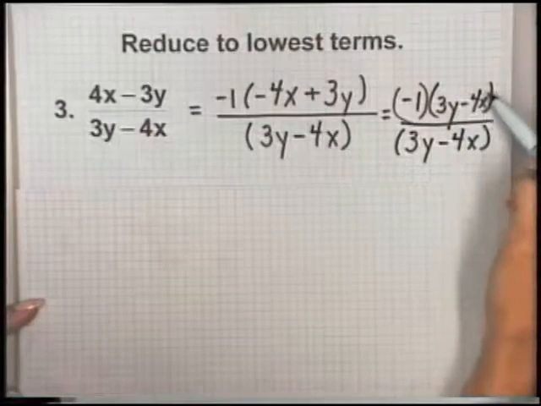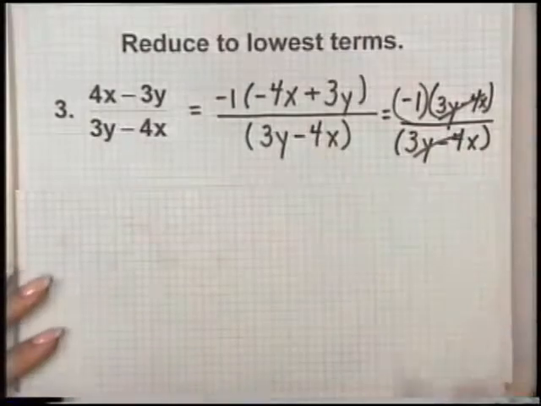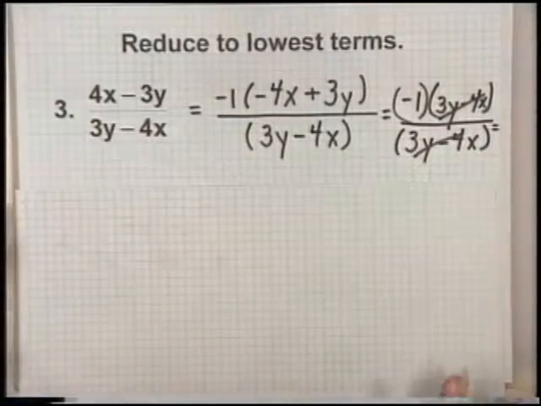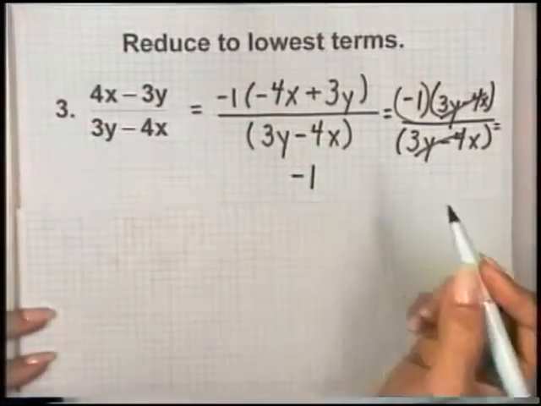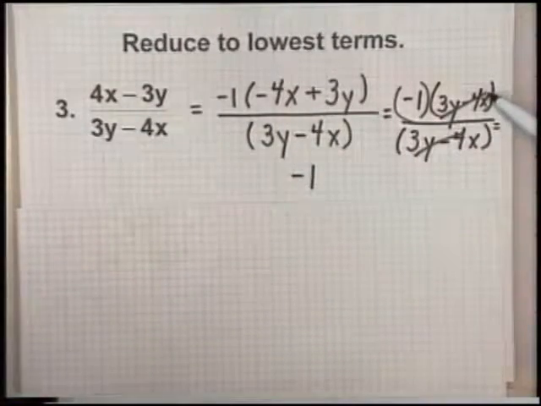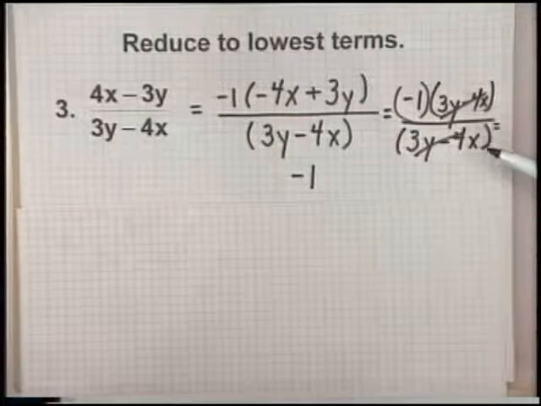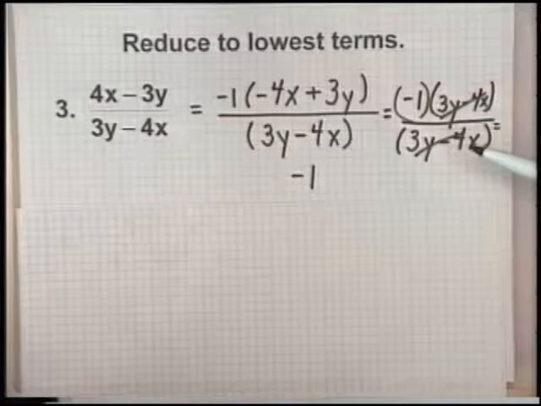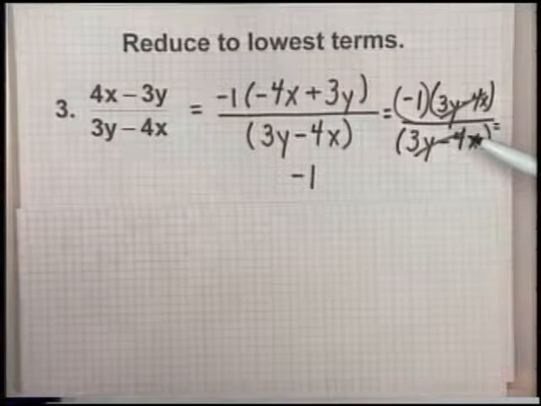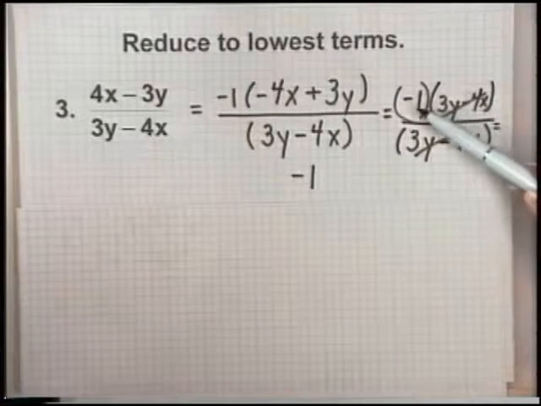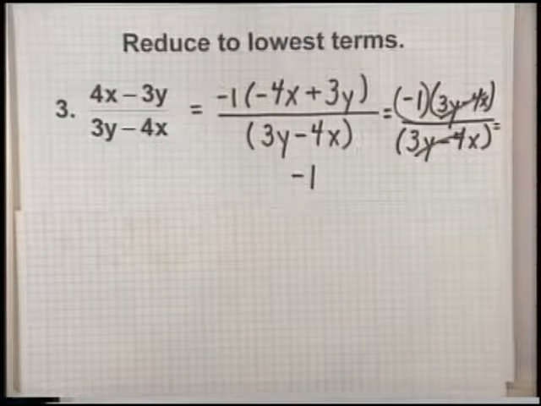Dividing out common factors, 3y minus 4x is common to both the numerator and the denominator. What is the result? Well, the result is negative 1, isn't it? Remember that 3y minus 4x over 3y minus 4x equals 1. That's why we can divide out common factors and have an equivalent resulting fraction. So basically, this means negative 1 times 1, which is negative 1.